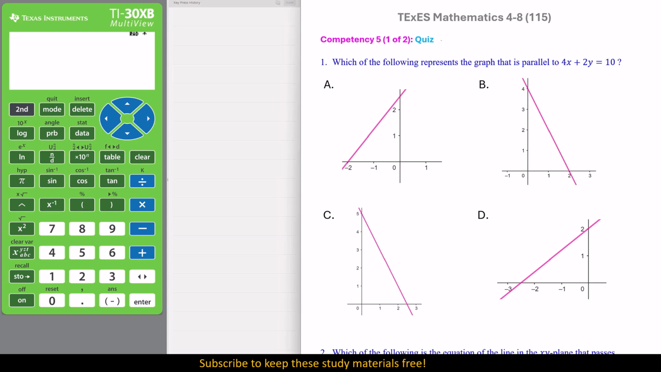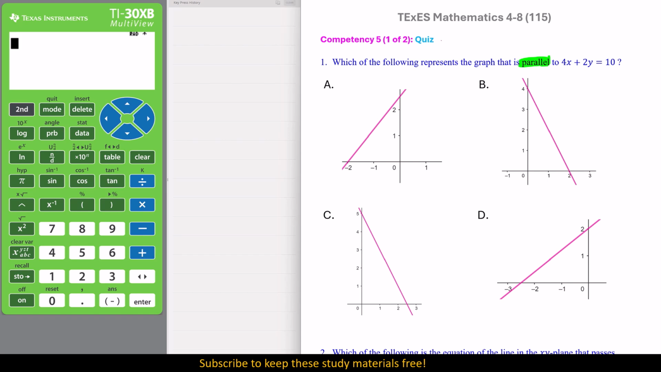Okay, we are looking for parallel. And if lines are parallel, they have the same slope but different b value. If they had the same slope and same b value, they would be the same line. So don't be sucked into that. Pay attention to the question, which means parallel, different b.